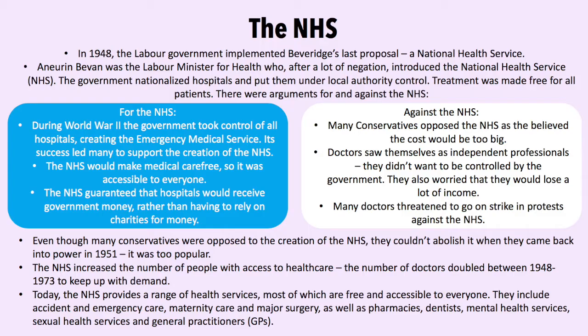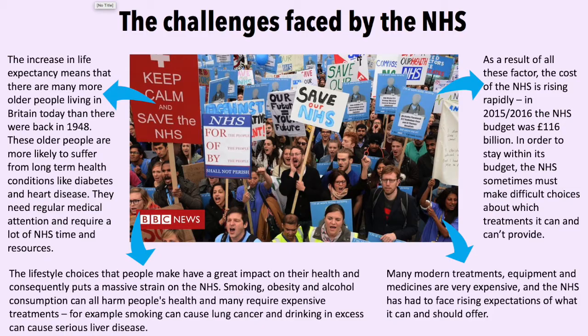They include accident and emergency care, maternity care, major surgery, as well as pharmacies, dentists, mental health services, sexual health services, and general practitioners. An increase in life expectancy means that there are many more older people living in Britain today than there were back in 1948. These older people are more likely to suffer from long-term health conditions like diabetes and heart disease. They need regular medical attention and require a lot of NHS time and resources.